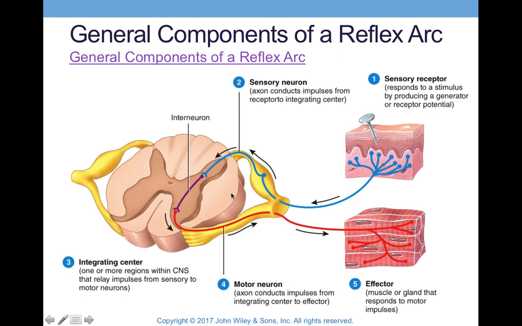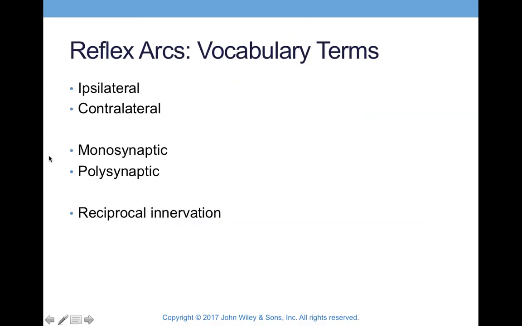So here we showed an ipsilateral because we are on the same side of the spinal cord. Now, if we were to have our sensory neuron enter on this side and our motor neuron exit on the opposite side, that would be contralateral. And then, of course, we've already discussed monosynaptic and polysynaptic, meaning how do we go from the sensory neuron to the motor neuron, or do we have other interneurons in between? And then reciprocal innervation.